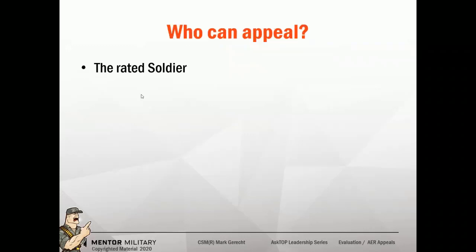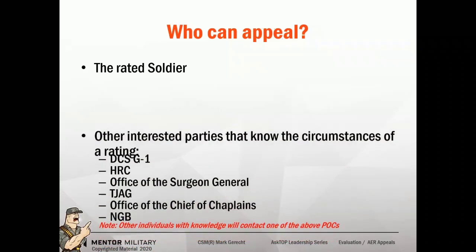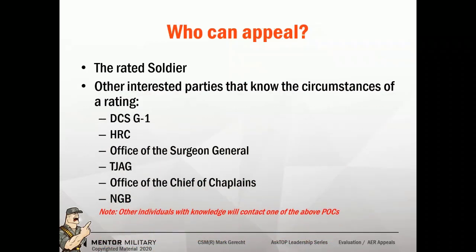Now, who can appeal? The rated soldier. But did you know that third parties can also appeal? Now, the third parties are limited to the G1, Human Resources Command, Office of the Surgeon General, the JAG, Office of the Chaplains, National Guard Bureau, but other people with knowledge can contact one of these points of contact listed above, and they can appeal on your behalf.